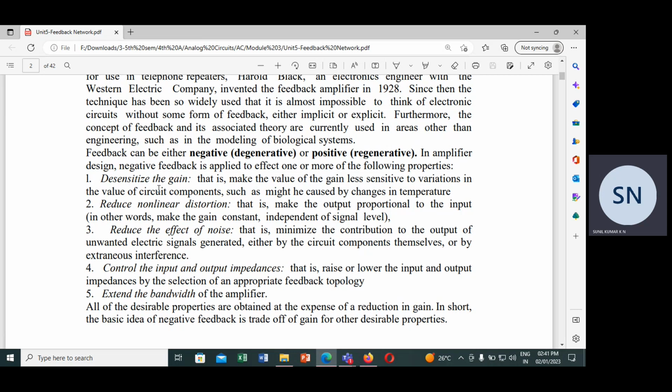Whenever you employ negative feedback, it will first desensitize the gain. That means variations will not happen even if the external temperature or anything changes; there will be negligible change in the gain because of the negative feedback. So desensitized means the value of the gain will become less sensitive to variations.